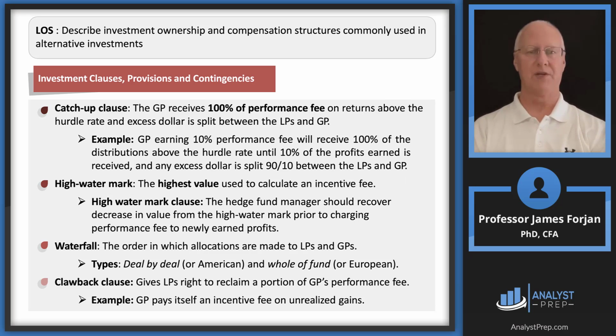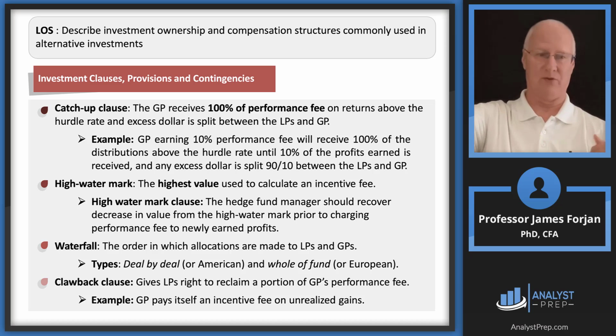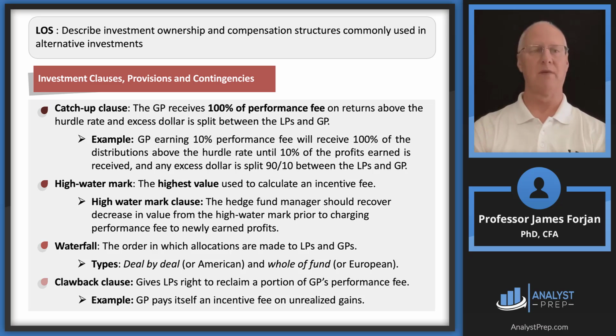A couple of extra definitions: this catch-up clause. 100% of performance fees based on returns above that hurdle rate, and then whatever is over top of that is split. So if I go from $100 to $200 and the hurdle rate is 10%, I'll get all that. And then the other 90% will be distributed. Maybe it's 90-10, maybe it's 80-20, maybe it's 75-25, whatever it is.